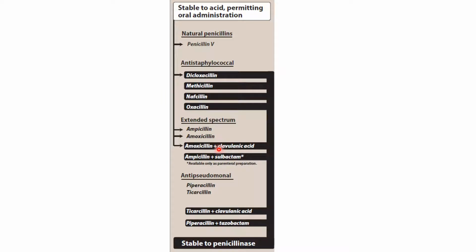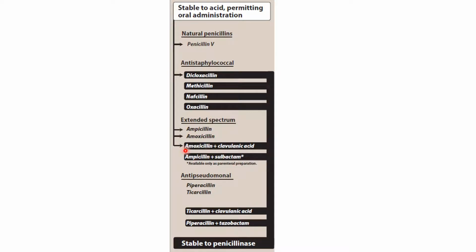So this clavulanic acid is the inhibitor of the penicillinase, and sulbactam is also. And same as here, ticarcillin with clavulanic acid, and piperacillin with the tazobactam. Also, these clavulanic acid, tazobactam, and sulbactam are the inhibitors of the penicillinase. So they are not antibiotics, so they are combined with the antibiotic.